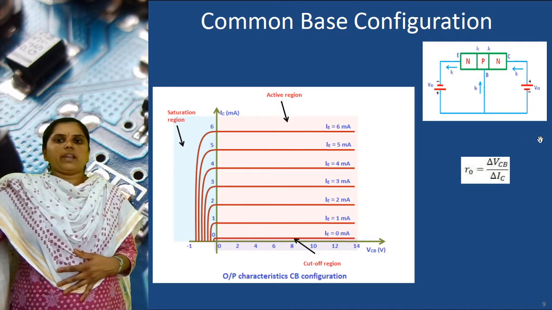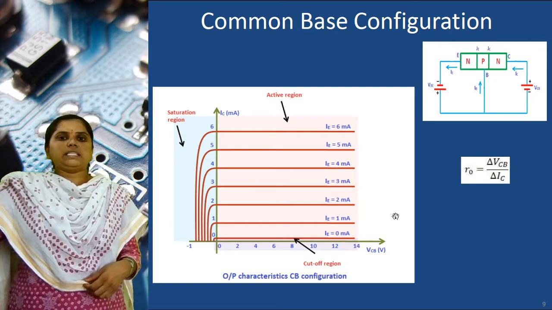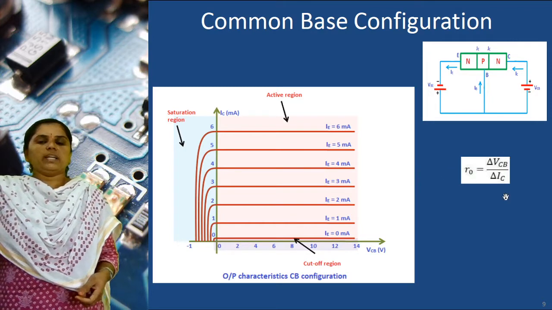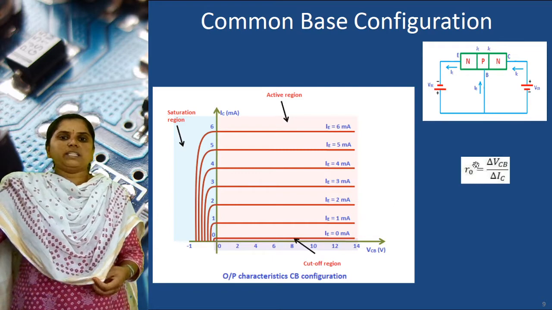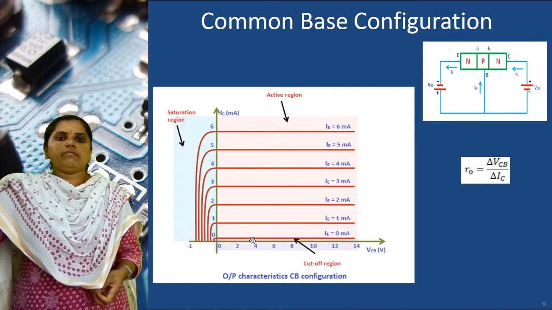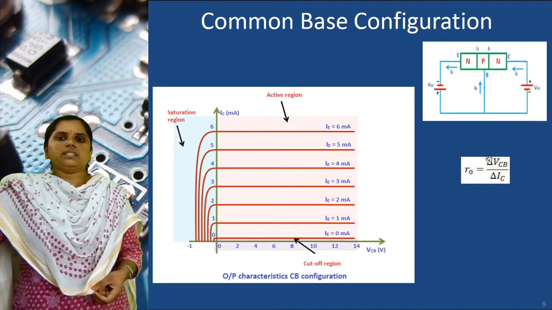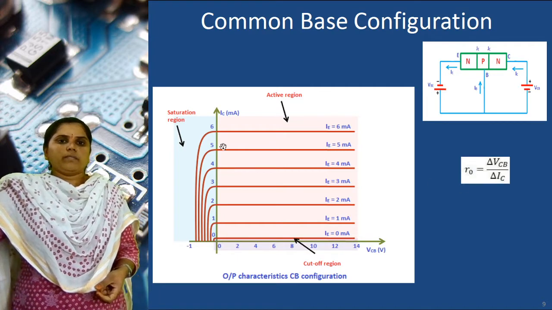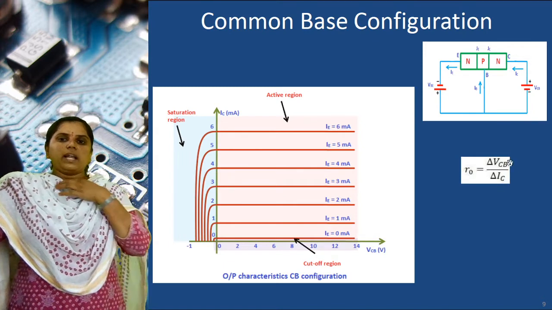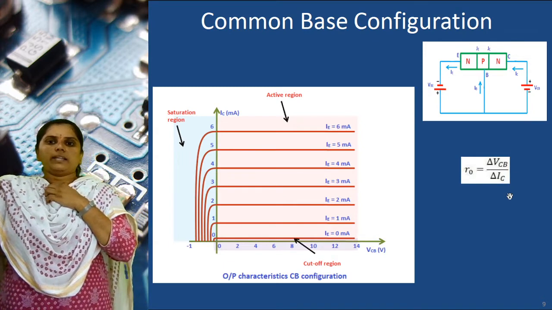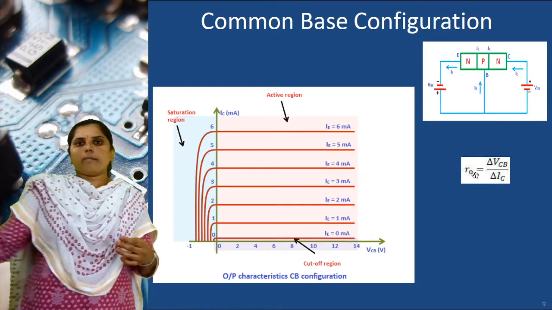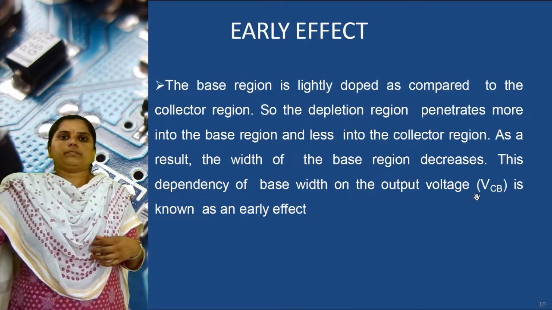From this we can also calculate the output resistance. Output resistance is the output voltage by the output current, that is, the change in output voltage to the change in output current. For example, if we take any two particular points, the change in output voltage on the x-axis and the change in output current on the y-axis, so delta VCB by delta IC. This is the output resistance of the common base configuration.